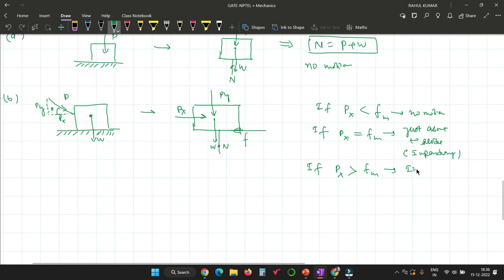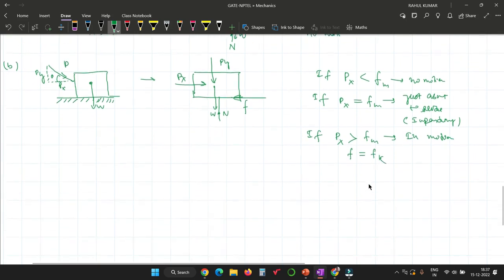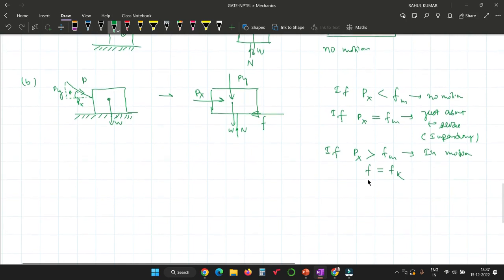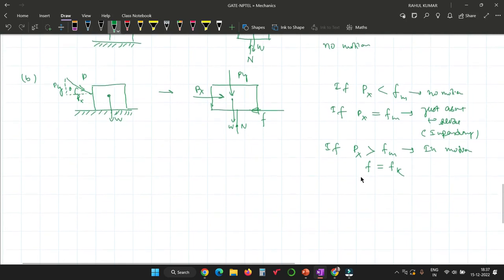Will start moving in motion. Okay, so when Px is greater than Fm, then in that situation F is exactly equal to what? In that situation F will be exactly equal to Fk. When Px is greater than Fm, then in that situation you cannot say that Px is exactly equal to Fm. After crossing the limiting point, there will be a constant frictional force that is equal to what? Fk. Okay, so is there any doubt here? Tell me. No, sir.